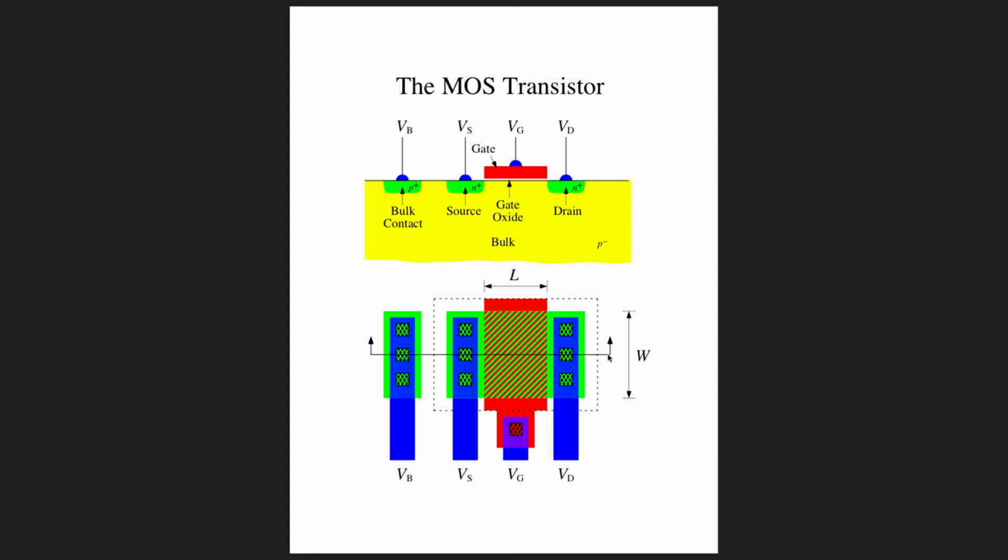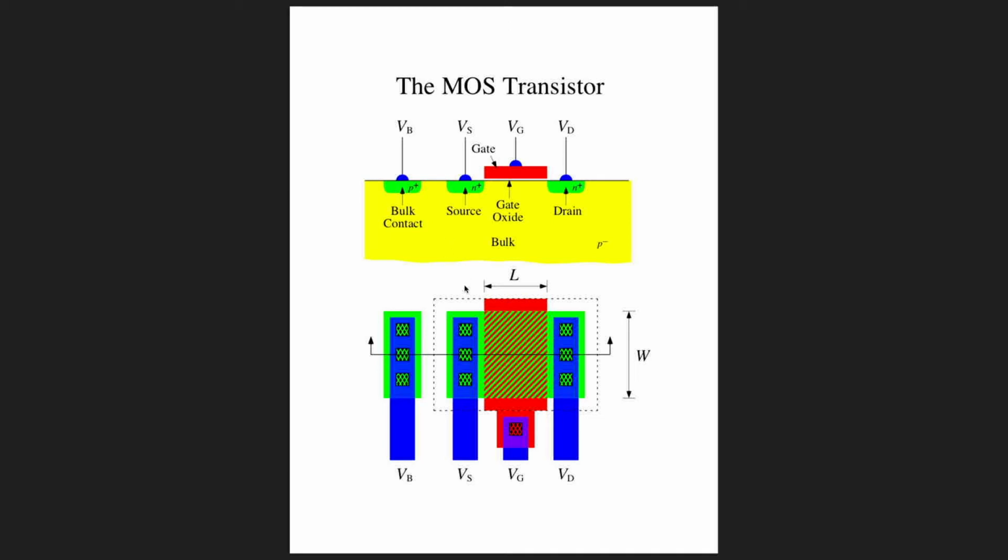This is a kind of a layout view. When we design integrated circuits, this is the type of view that we often will be working with. And this line here is the line through which we're taking a cross-section through the MOSFET here. One of the things to note about this structure is that there are two fundamental geometric parameters that a designer has control over.